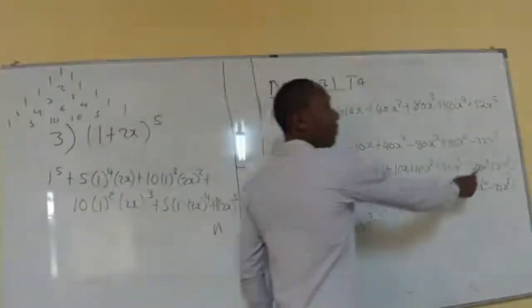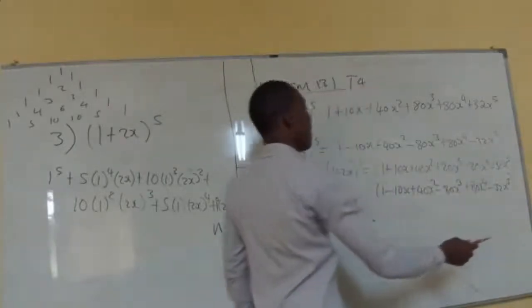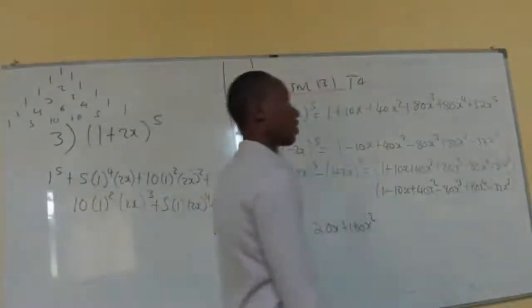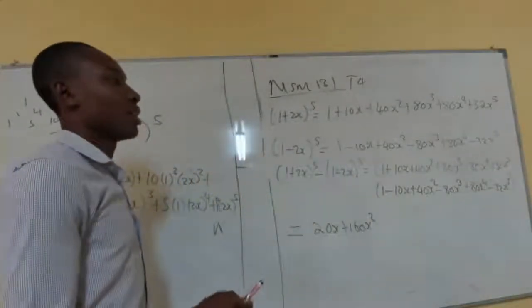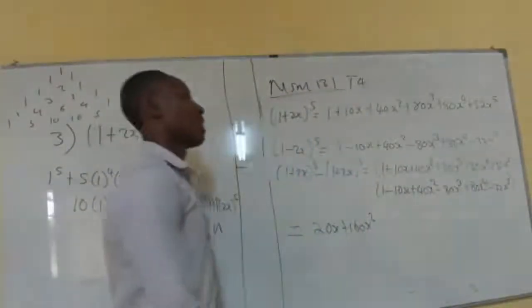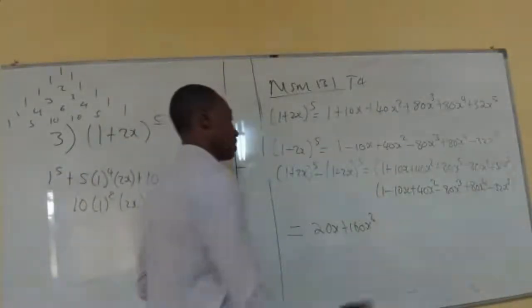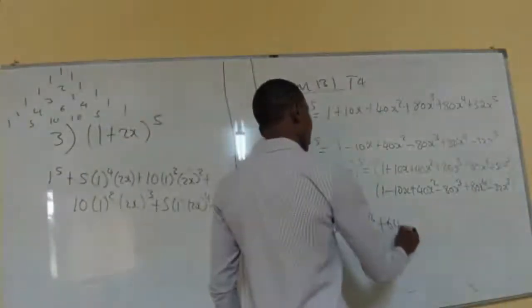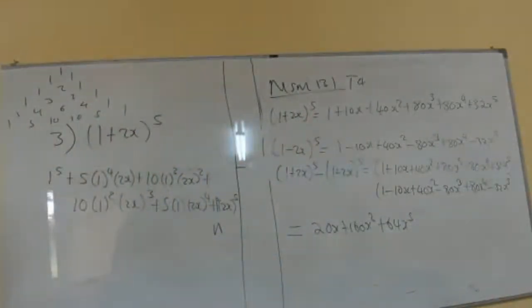Then we have 80x to the power 4 minus 80x to the power 4, so that will cancel out. Then we have 32x to the power 5 minus minus 32x to the power 5, so that becomes positive. So 32 plus 32 is actually 64, so we have plus 64x to the power 5. Alright, so this is the simplified version of the solution. So we've simplified it as much as possible.